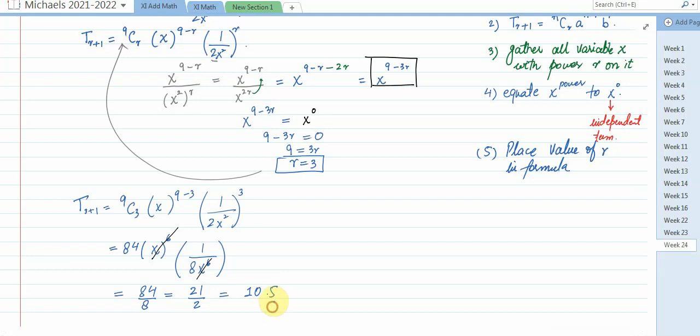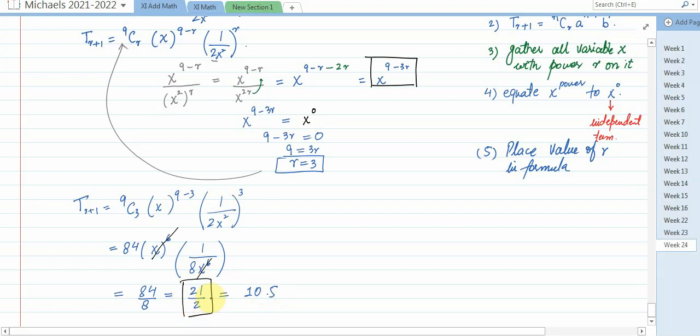Alright, since we are looking for a term, you can leave your answer in the fraction form, 21 upon 2, or if you write the decimal form, it will be alright as well. So that is the term which is independent of x, right? So 21 upon 2 is the term that is independent of x, and that is your final answer here.